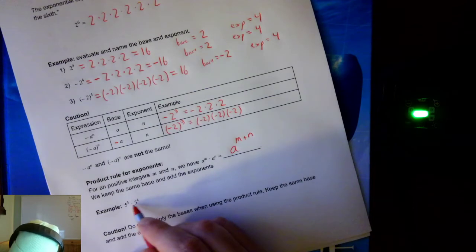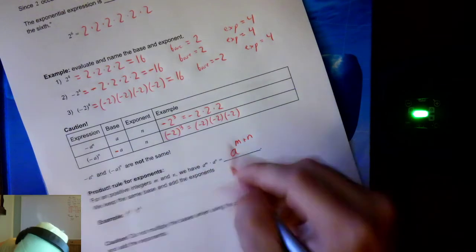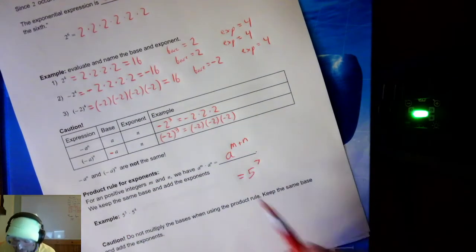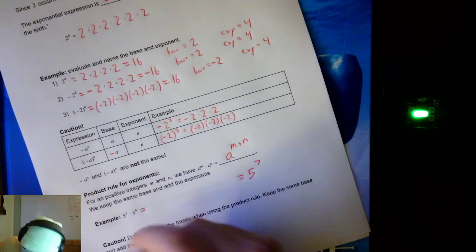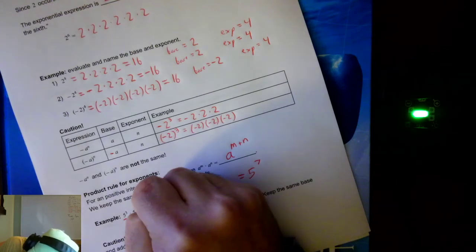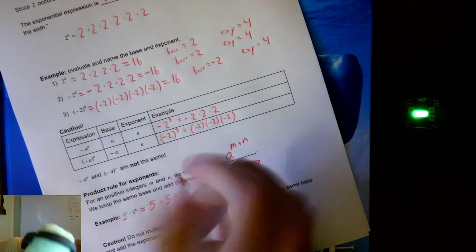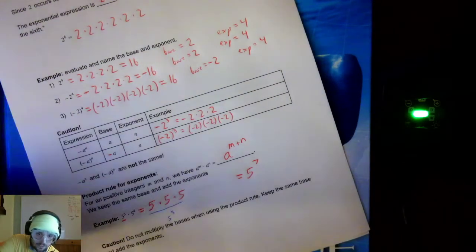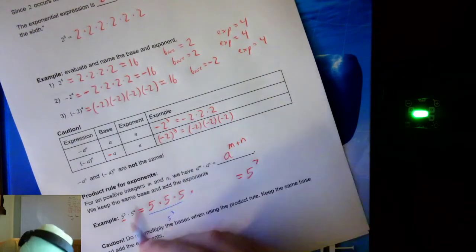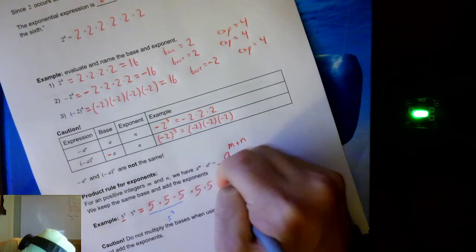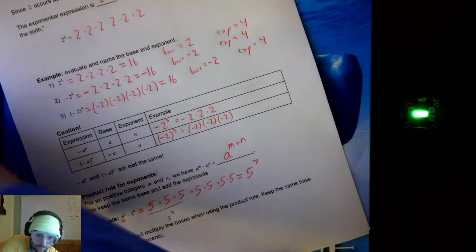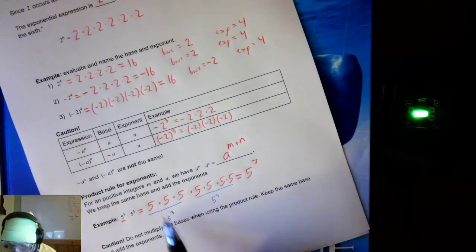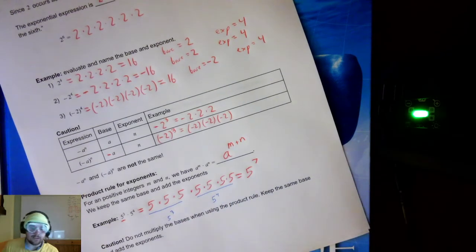An example: 5 to the third times 5 to the fourth should be equal to 5 to the 3 plus 4, which is 7. Notice I keep the base the same. I wrote this out for a specific reason, because 5 to the third is 5 times 5 times 5, and I wanted to multiply that by 5 to the fourth, which is 5 times 5 times 5 times 5. Those four would be 5 to the fourth, right? Notice there's 1, 2, 3, 4, 5, 6, 7. So it'll be 5 to the seventh.